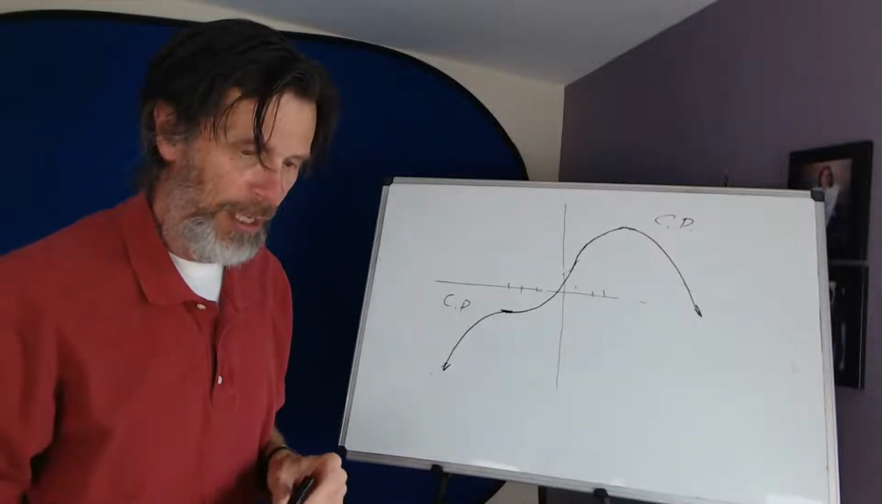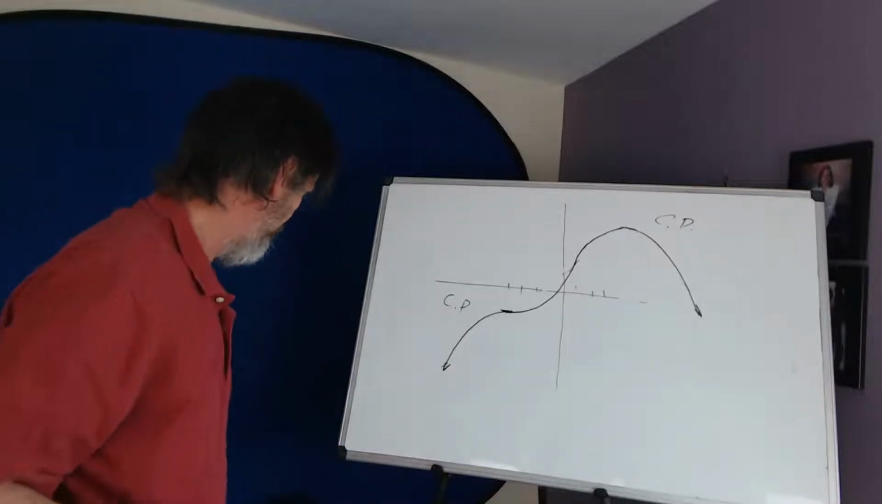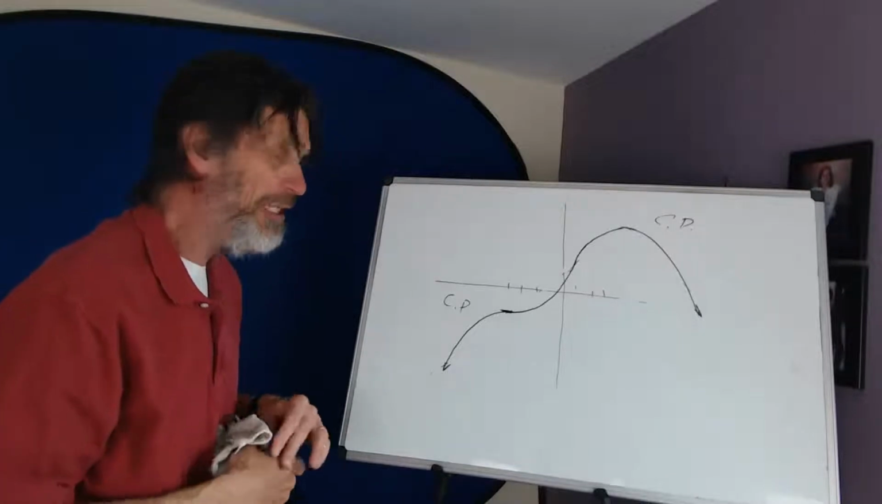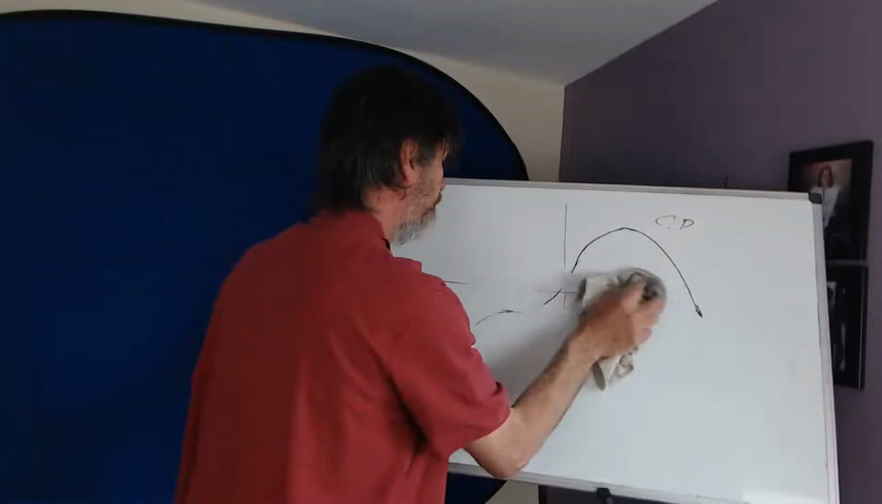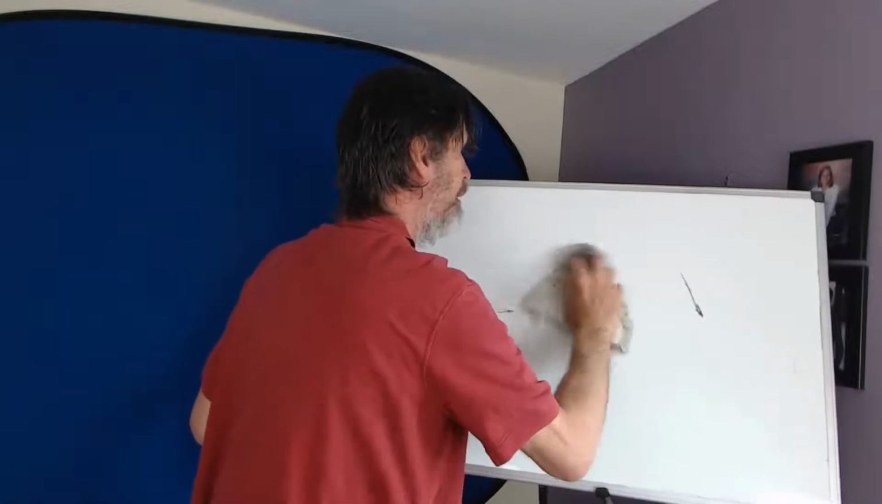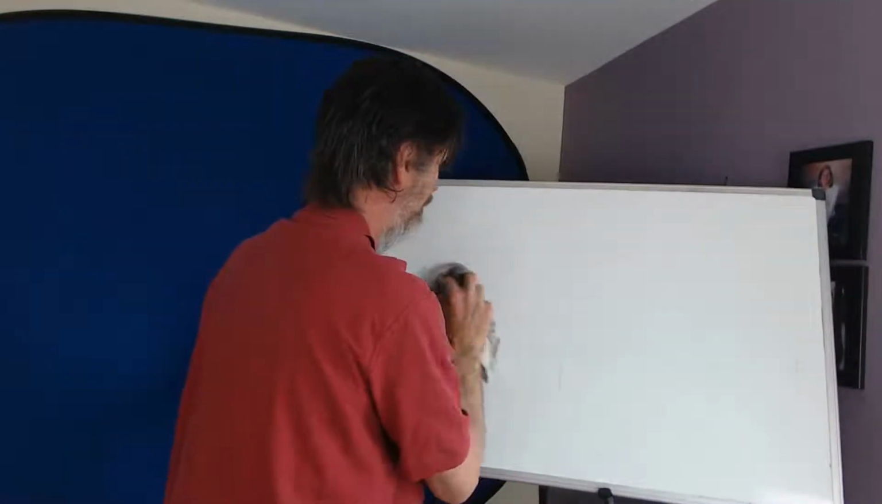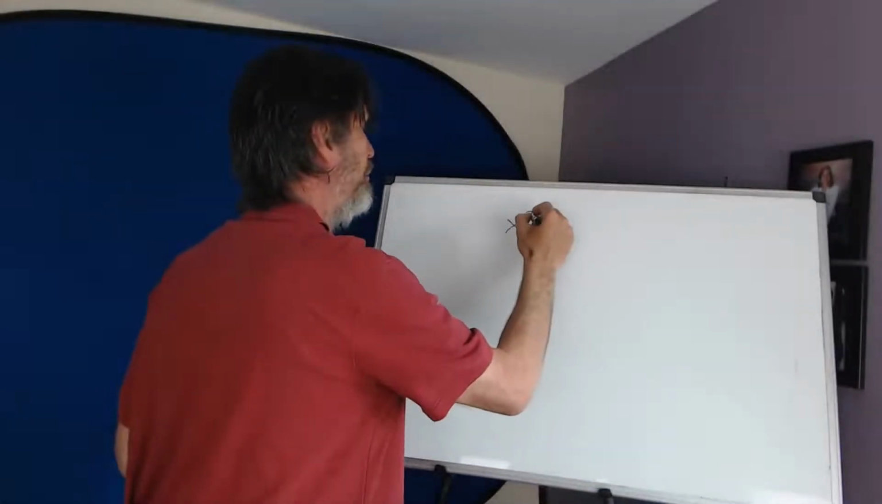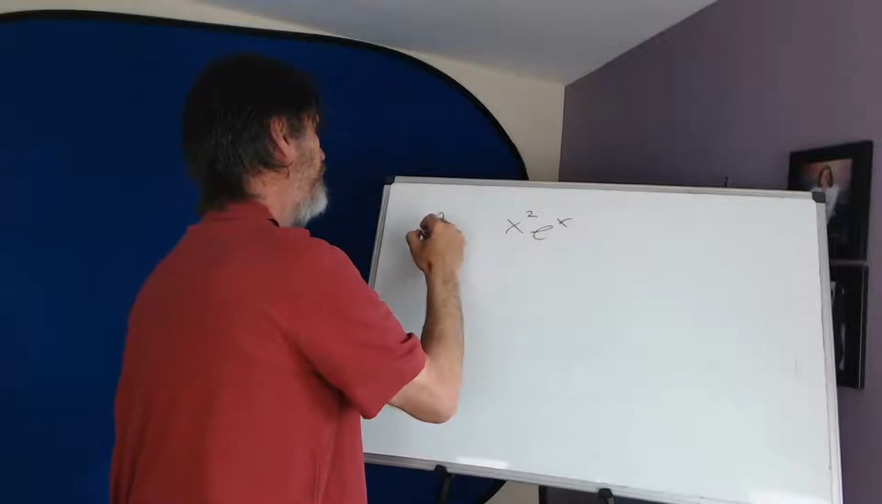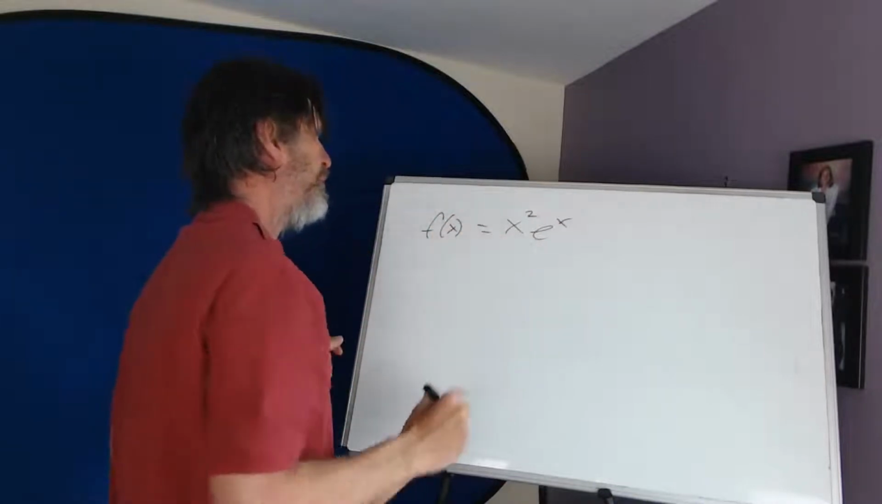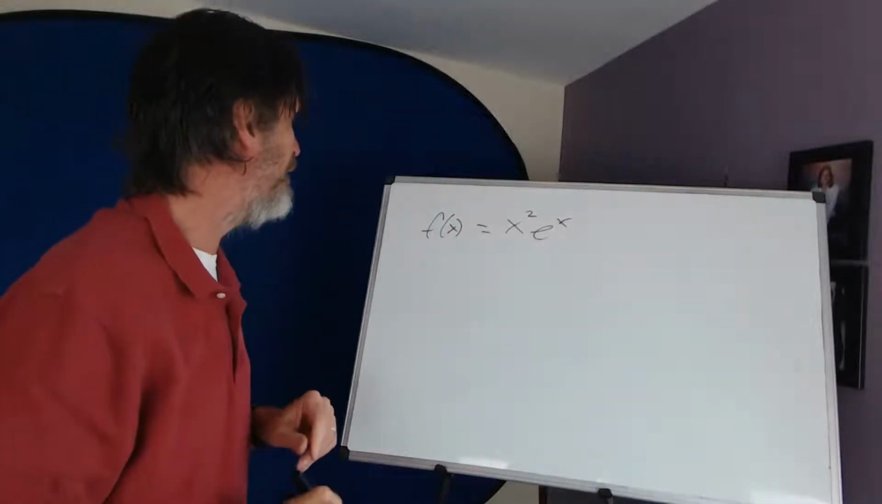Problem 24, find all critical points. Critical points are where the first derivative is equal to 0, at least in this class. So critical points are where the first derivative is 0. I think I did this derivative a while ago. I don't remember for sure, but there was either this one or one just like it yesterday.